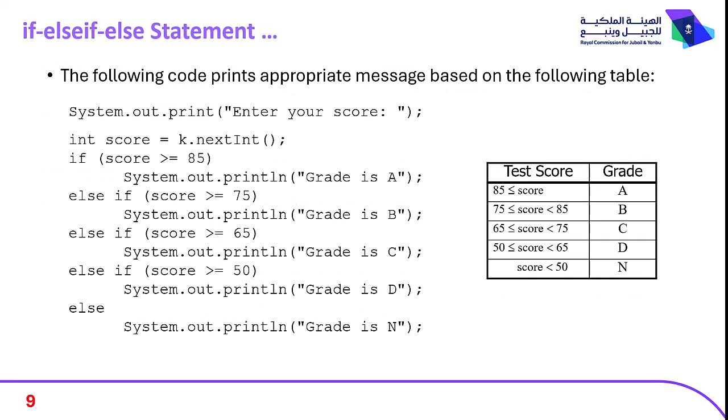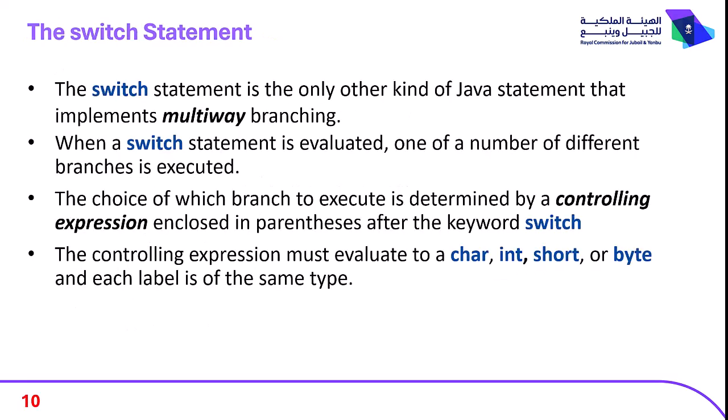Multi-way if-else example. A classic example of multi-way branching is assigning grades based on a score. We check if the score is 85 or higher for an A, then 75 for a B, and so on. If none of the conditions are met, the final else block acts as a catch-all, in this case assigning a grade of N.